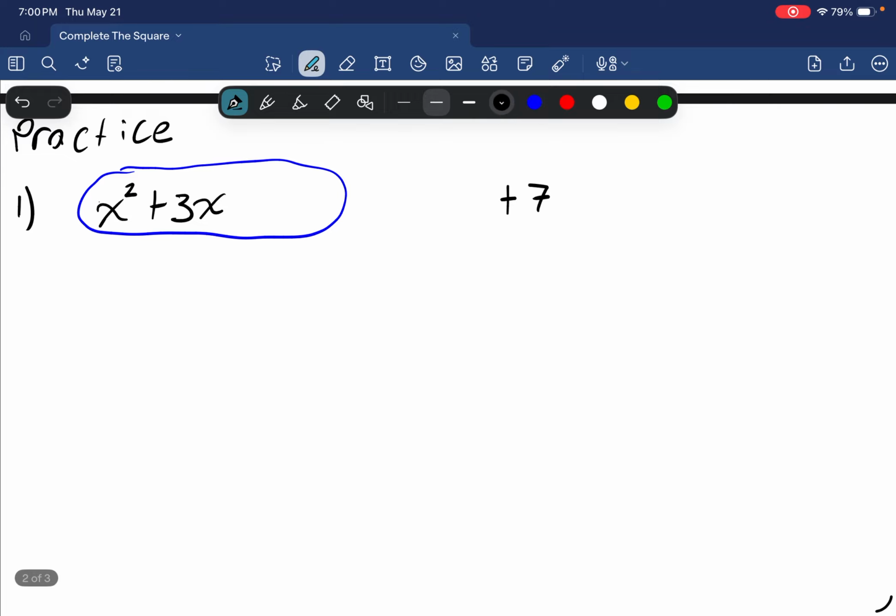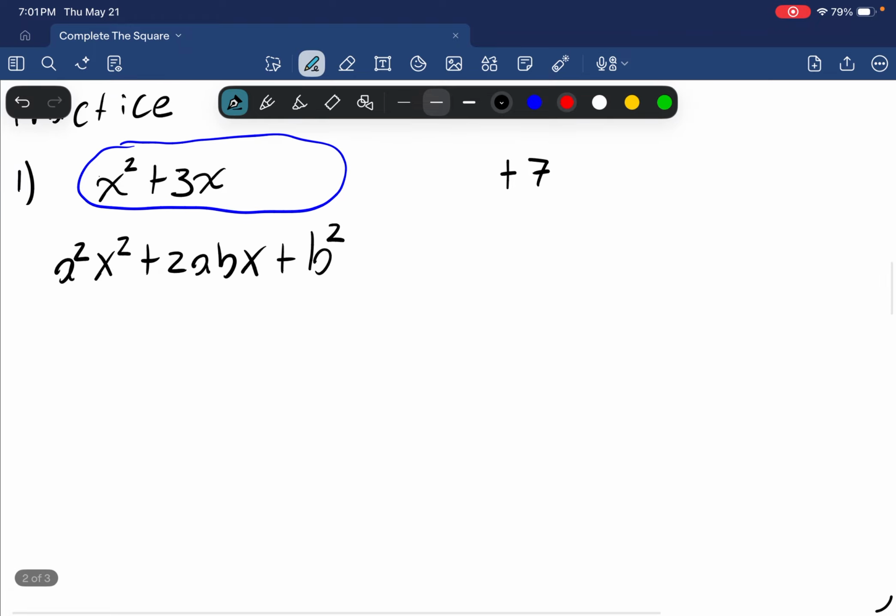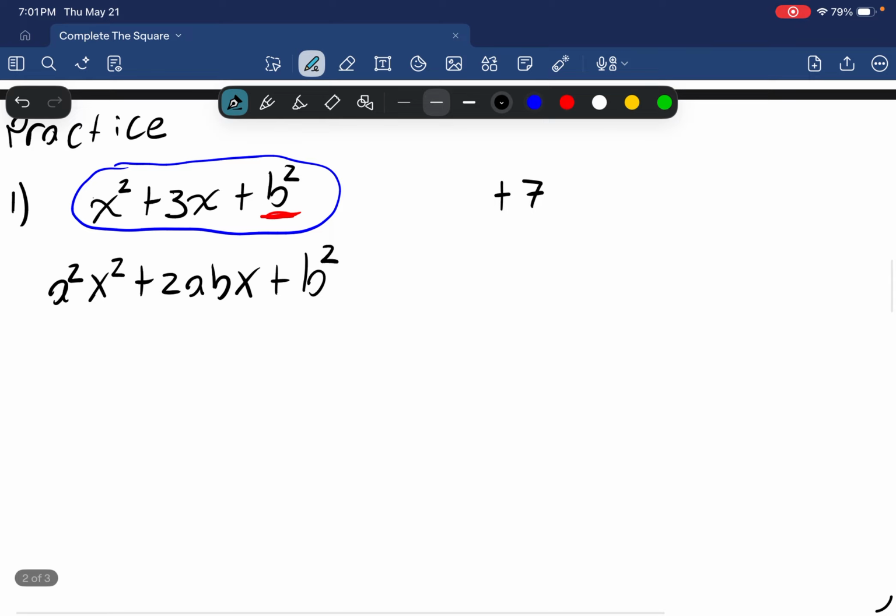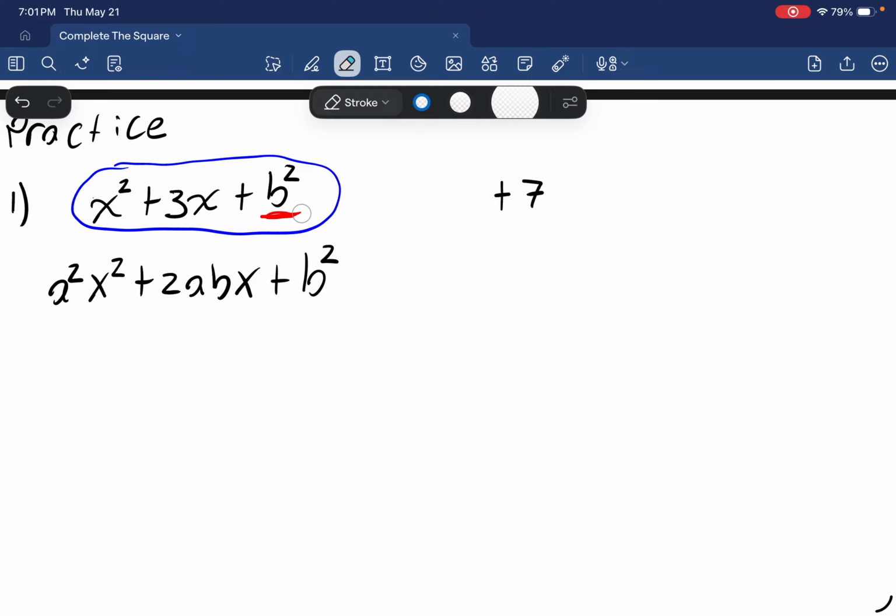So we have an a squared x squared plus 2abx plus b squared. The only issue is we don't know what b squared would be. Like if it was up here, it would be plus b squared. But we don't know what b squared is. So that's what we have to find out.